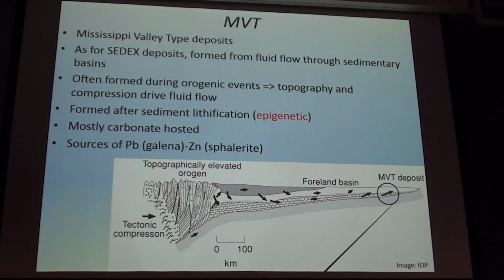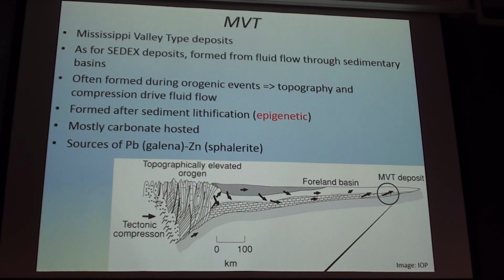So another type of deposit, not too unlike SEDEXs, is MVT, Mississippi Valley type deposits. These again are generated by hydrothermal fluids flow through sediments and sedimentary basins, large scale fluid flows. And they're often associated to orogenic events where the topography basically allows crustal fluid flow at a large scale.